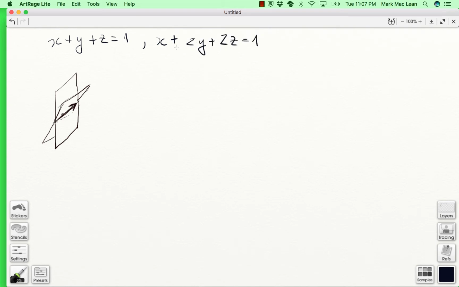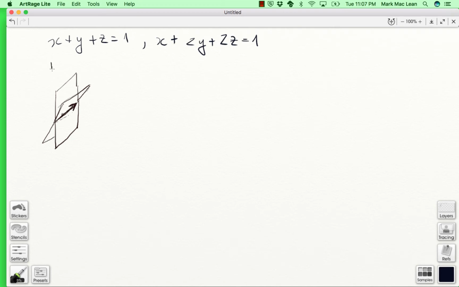And the two normals, so all of the points in this first plane are normal to the vector 1, 1, 1. And all of the points in the second plane are normal to the vector 1, 2, 2. And therefore, all the points in this line are in both planes, and so they must be normal to both of those vectors. And what's the vector that's normal to two other vectors? Well, we get it by the cross product, right?